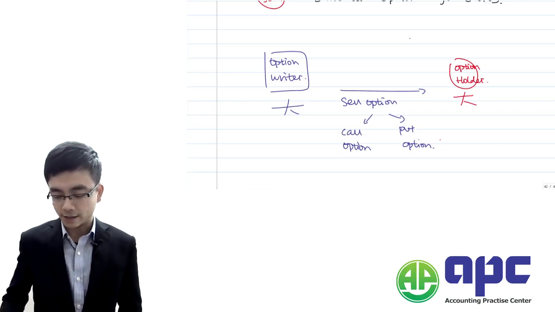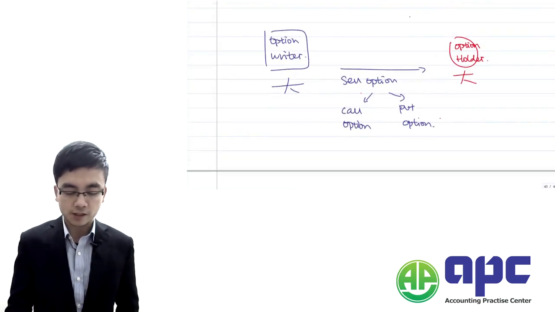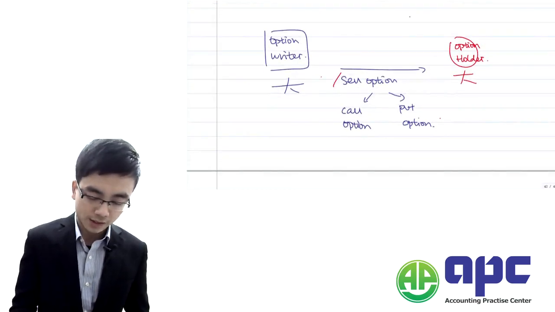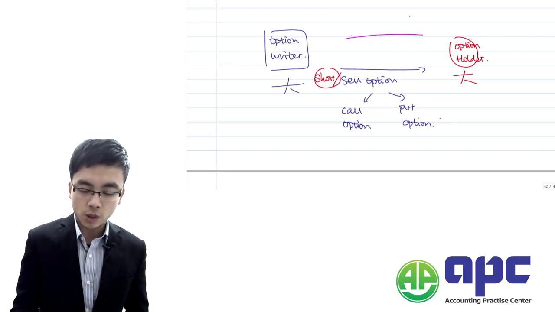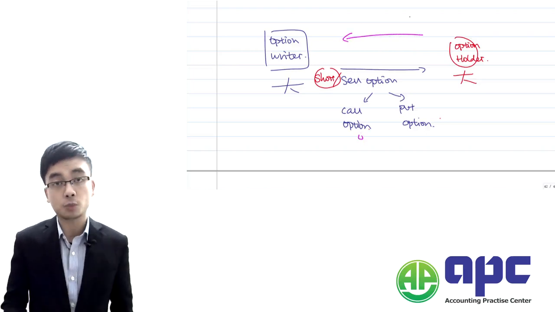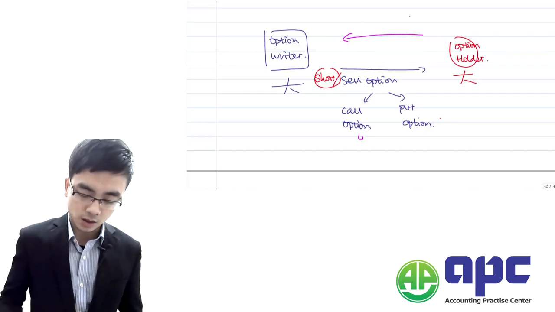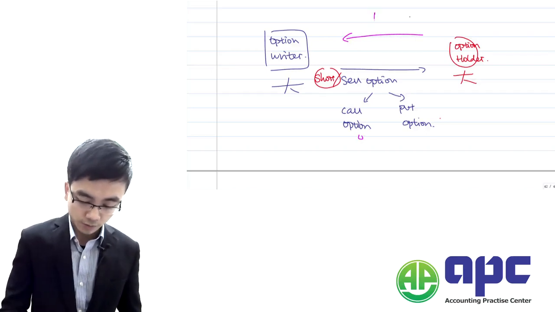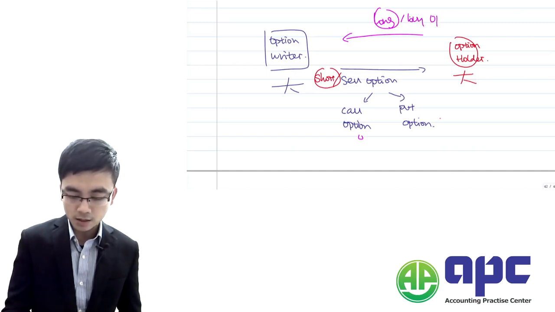So if that's the case, then from the option writer's perspective, we sell that option, that's called short an option. And from the option holder's perspective, we buy, for example, the call option from the option writer who sells the right to me. So this is called long the option.